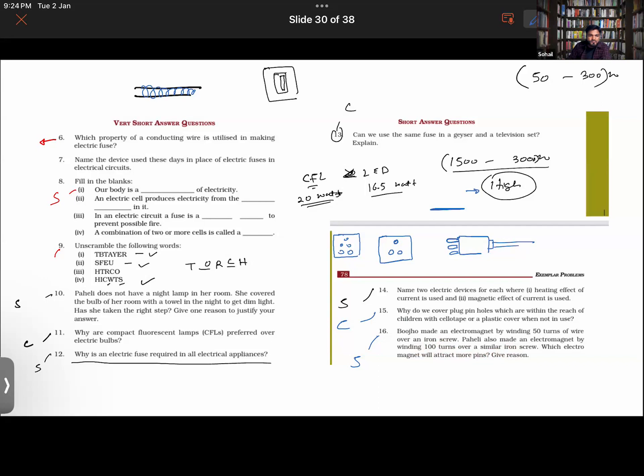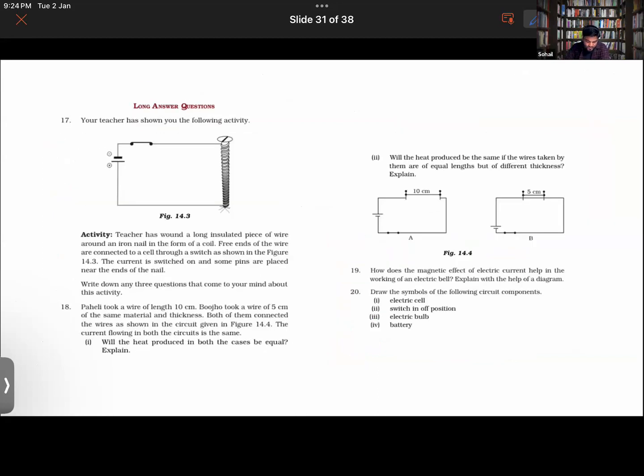Also, I told you how we can increase or decrease the strength of electromagnets, either by increasing the amount of current flowing in it or by increasing the turns of the coil. So far you guys have been doing good. We have a few questions here also.